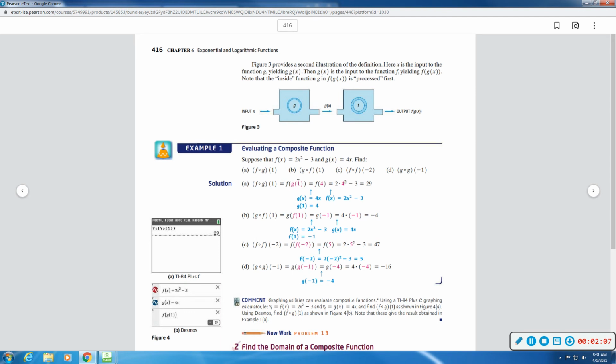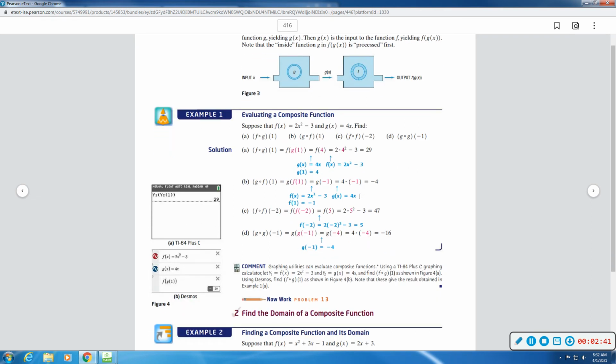F of g of 1. What they do is they plug in 1 to the g equation. So it's 4 times 1. Right here, they plug in 1, so 4 times 1. Now they replace this 4 where g of 1 was. So now we're looking for f of 4. It's just double plug in. So everywhere we have an x in this equation, we're plugging in 4. So they do 4 squared times 2 minus 3, they get 29. So f of g of 1 ends up being 29. And that's what's going on.